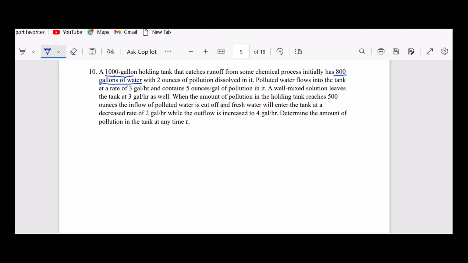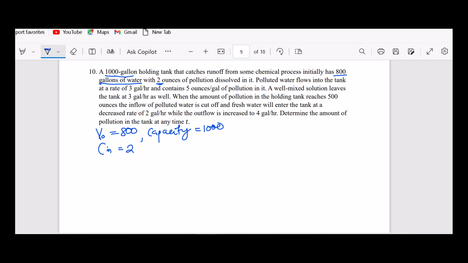So let's say the initial volume V0 is equal to 800, and the capacity of the whole tank is equal to 1000, with 2 ounces of pollution dissolved in it. So let's say the concentration of some substance, 2 ounces of that, so concentration in is equal to 2.